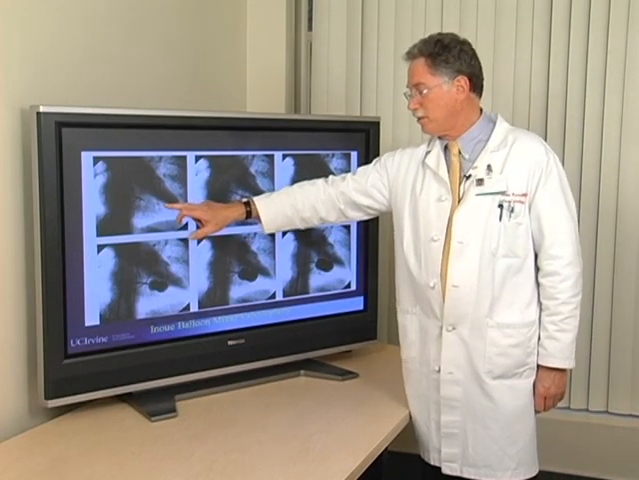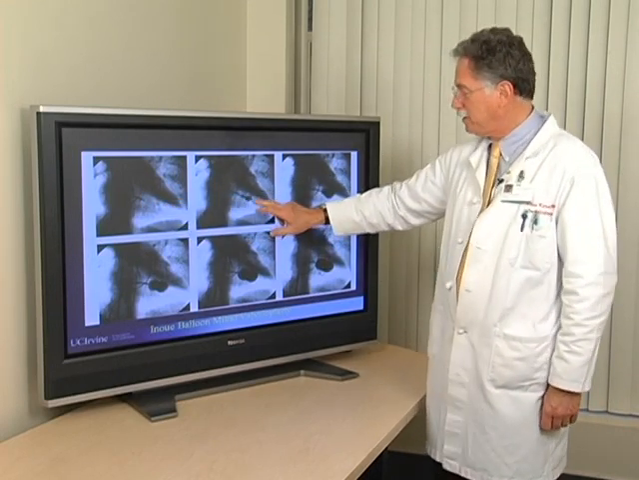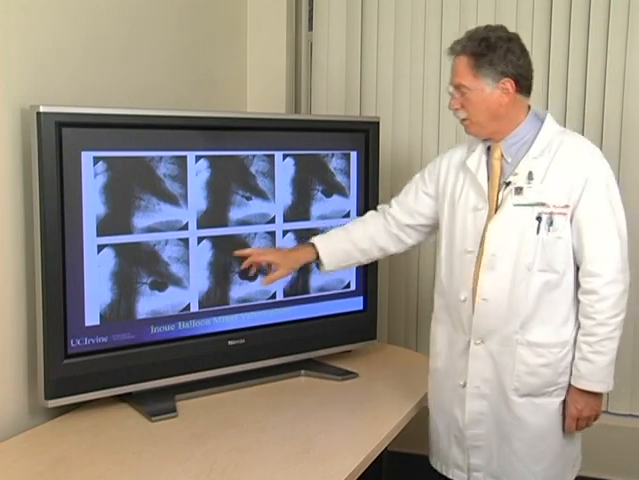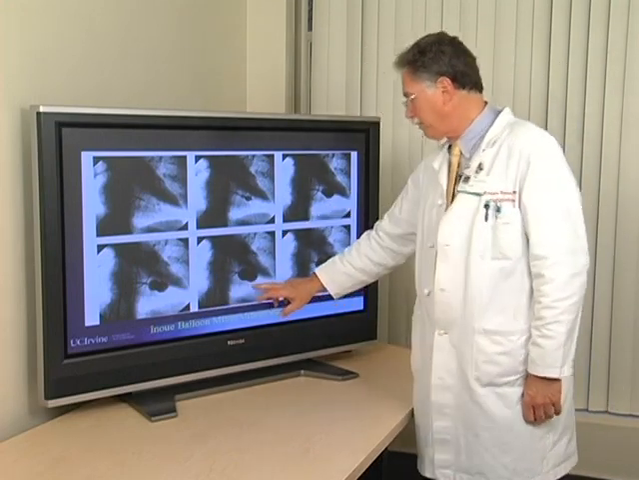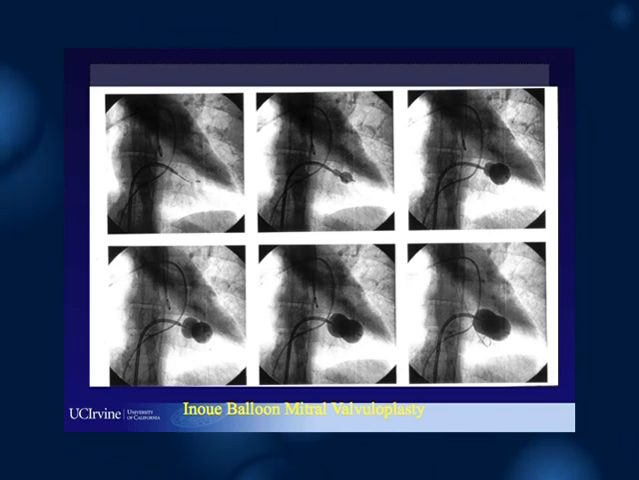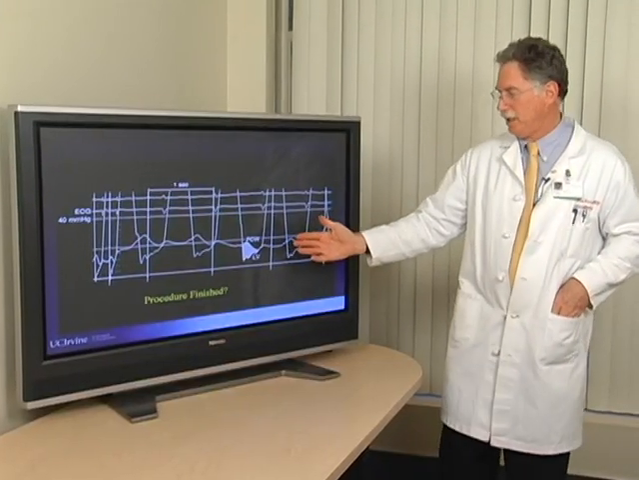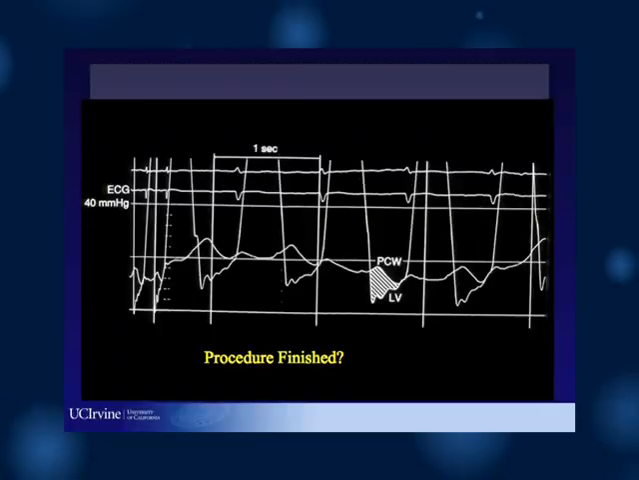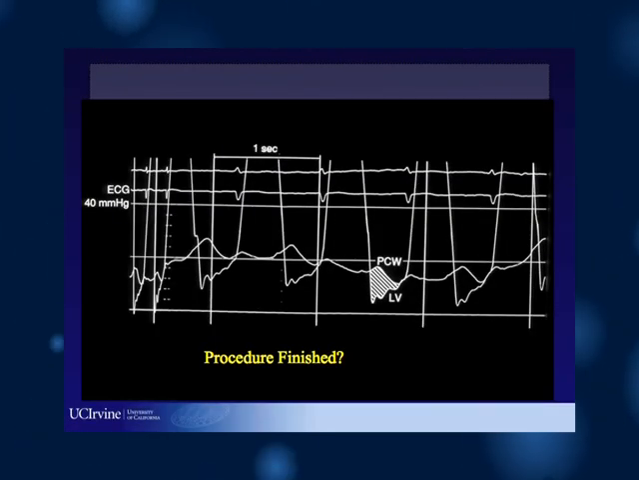Here's the Inoue system before the balloon is inflated, distal inflation of the balloon, retraction into the mitral apparatus, beginning inflation, during inflation, final inflation, and now let's check the pressure again across that mitral valve. So here's the pressure, and we're looking again at the pulmonary capillary wedge pressure in the LV, and we have a little residual gradient. Well, if we didn't like the wedge pressure when we started, we're not going to like the wedge pressure when we finish, and in fact we don't.